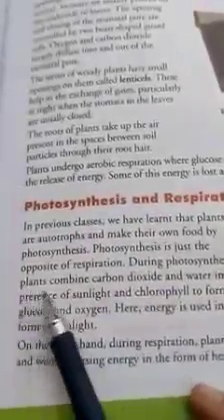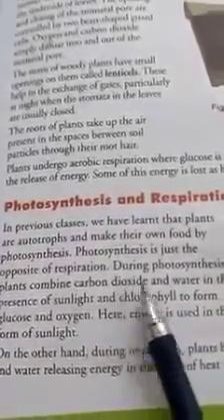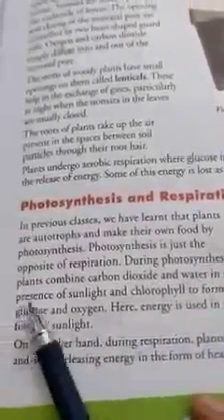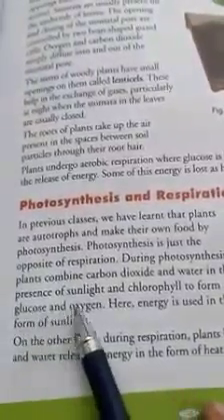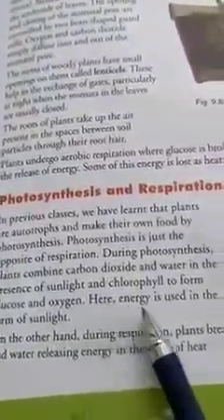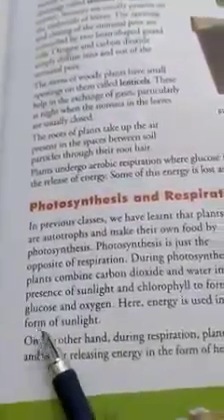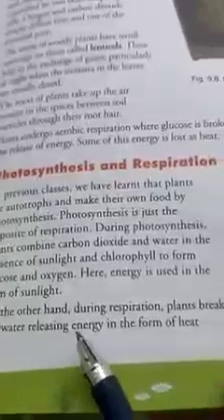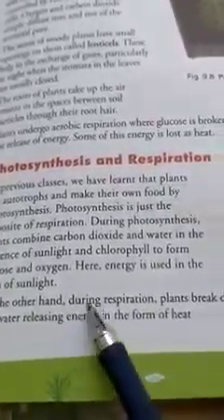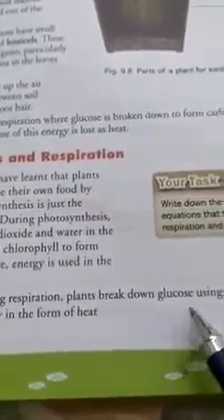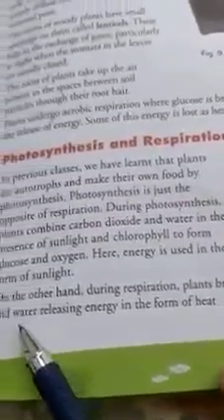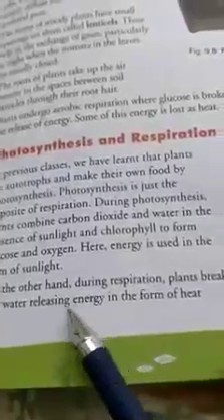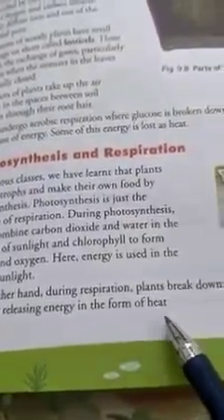During photosynthesis, plants combine carbon dioxide and water in the presence of sunlight and chlorophyll to form glucose and oxygen. Here, energy is used from the sunlight. On the other hand, dear students, just the opposite takes place in respiration. During respiration, plants break down glucose using oxygen into carbon dioxide and water, releasing energy in the form of heat.